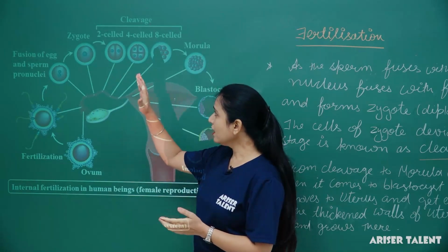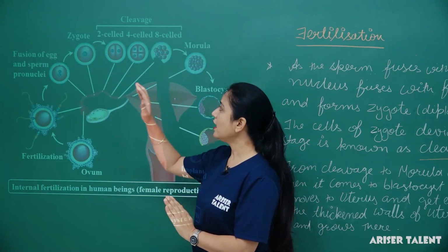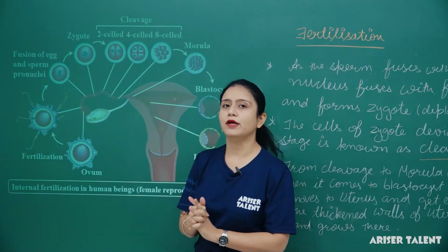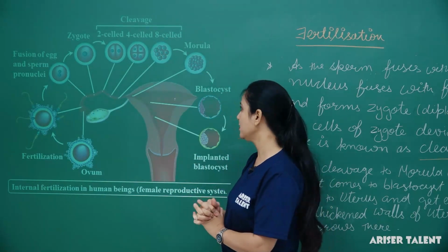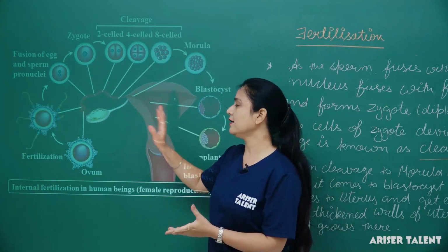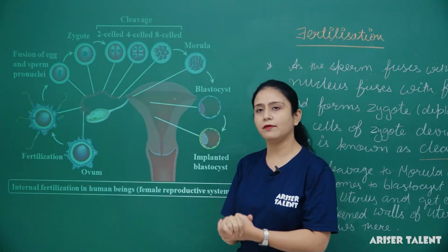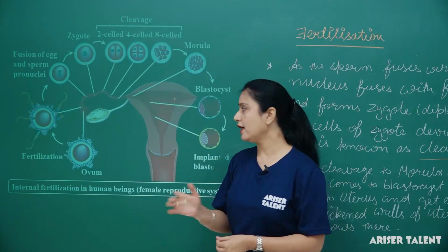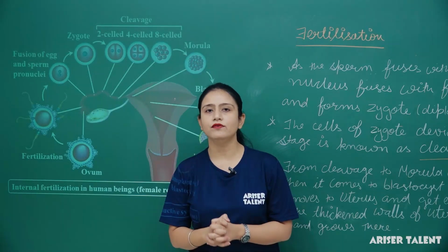Fine. And then there is continuous division in the cells and cytoplasm of the zygote, and it forms the morula stage, which carries n numbers of cells in it. Then when it converts into the blastocyst, it comes from the fallopian tube to the uterus and gets embedded here in the walls of the uterus, gets nourishment and grows here. So, this was all about the fertilization of the egg.